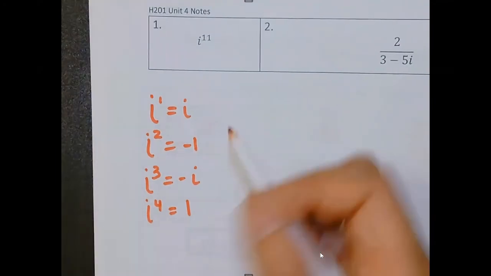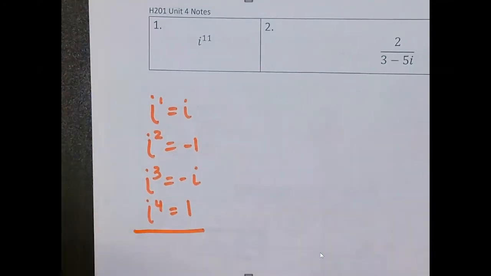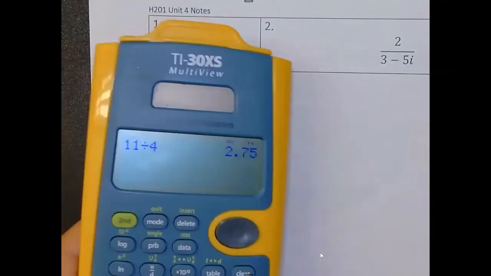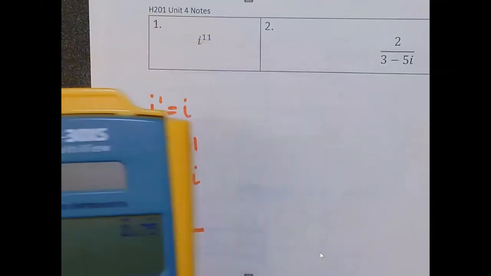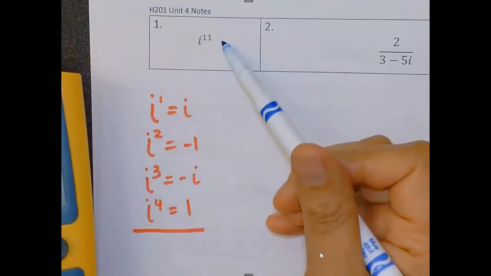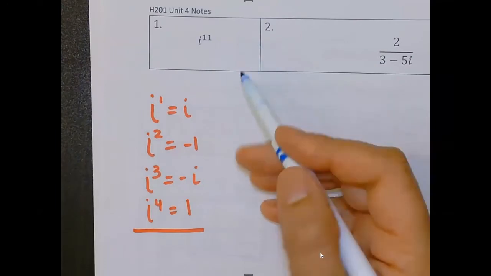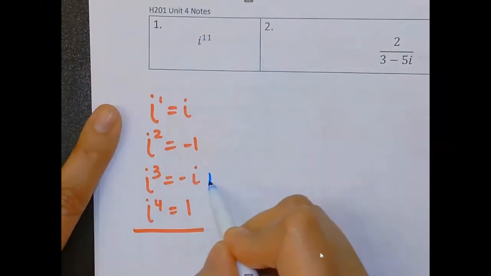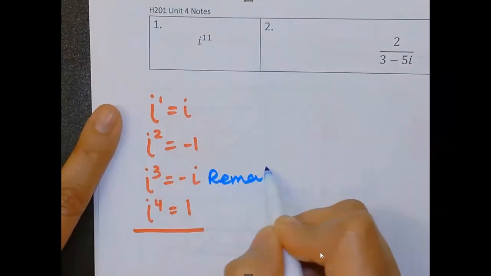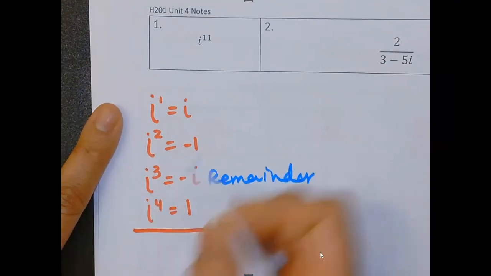So what you're going to do is it repeats after every 4. So you're just going to take 11 and divide it by 4. So 11 divided by 4, well, you already know what that is. But it goes in twice, has a remainder of 3. So because it's a remainder of 3, then your answer is negative i.